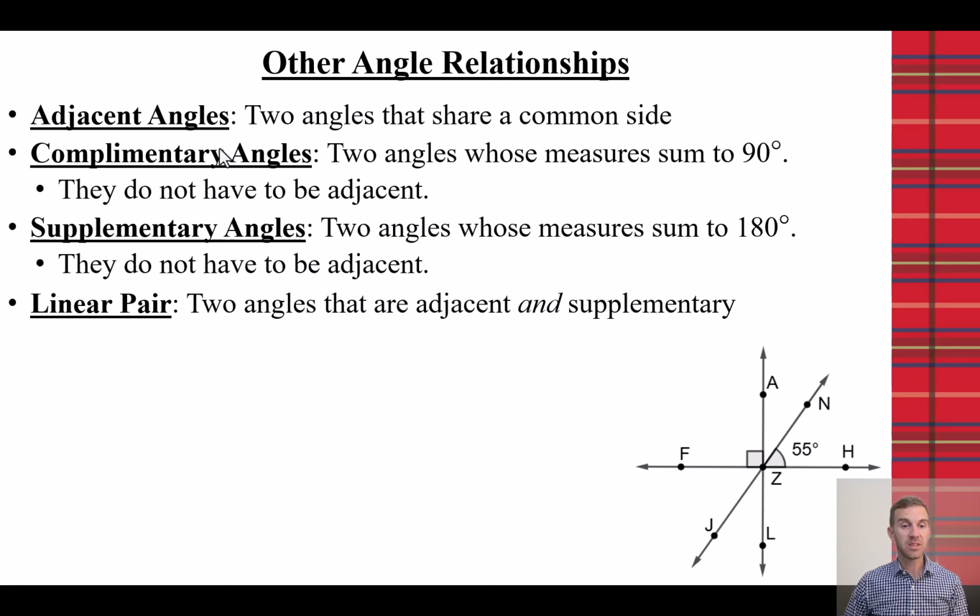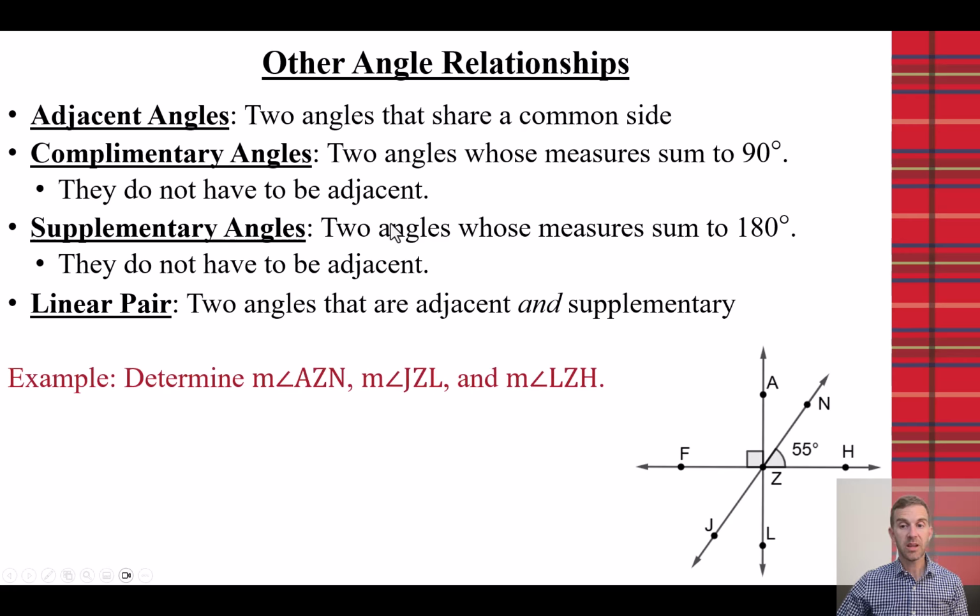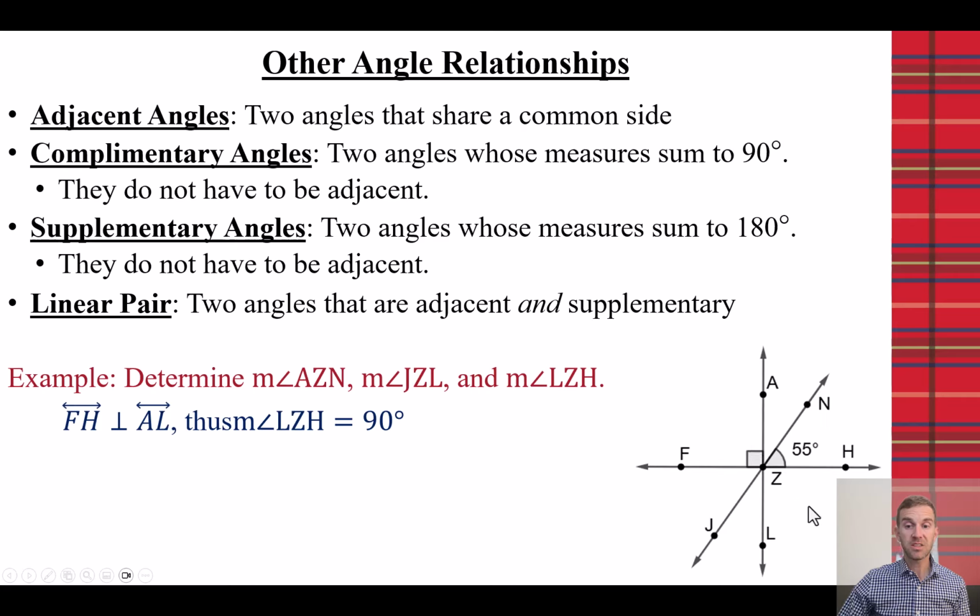So let's look at some examples here. Say we want to determine the measure of AZN, the measure of JZL, and the measure of angle LZH. And we're going to have to use all the different pieces here to help us out. So if we look here, we have that FH is perpendicular to AL. And because of that, and because LZH is a vertical angle to FZL, we know that LZH, that angle measure, has to be 90 degrees. There's no other measure it could be.